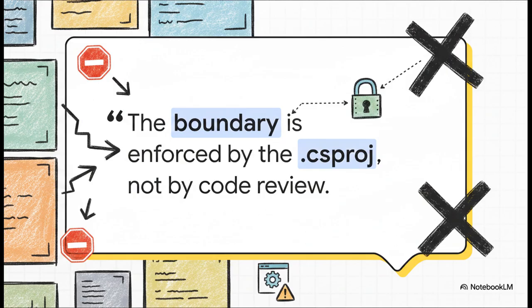This right here, this is the punchline of the whole approach. Because an implementation project has absolutely no reference to another feature's internal logic, the compiler simply says no if you try to cross the boundary. You literally can't accidentally instantiate a private service because your project doesn't even know it exists. It's a hard, physical boundary.